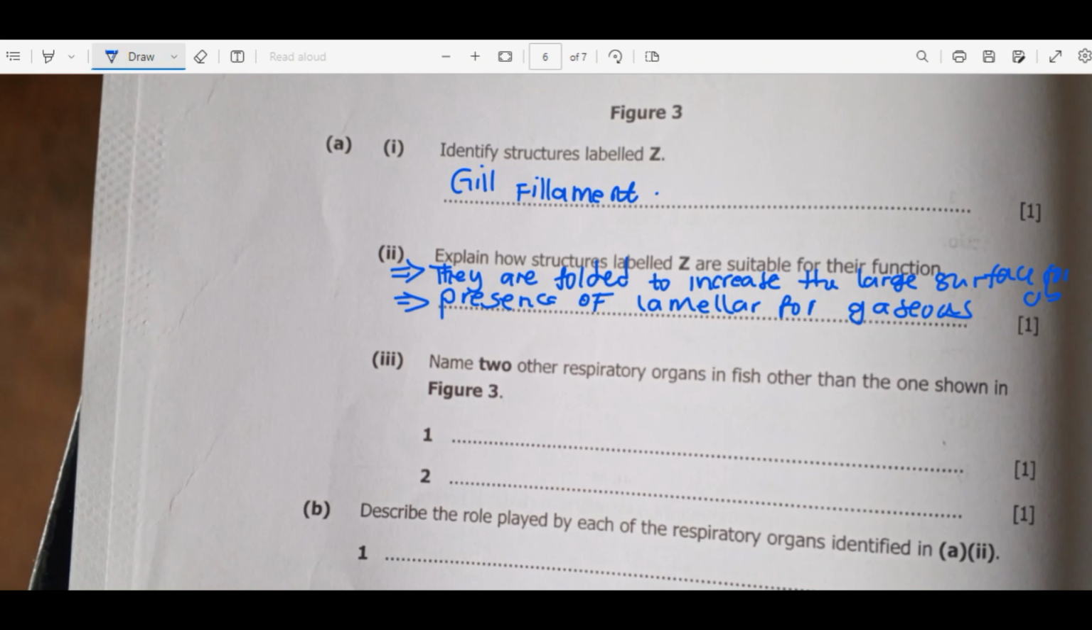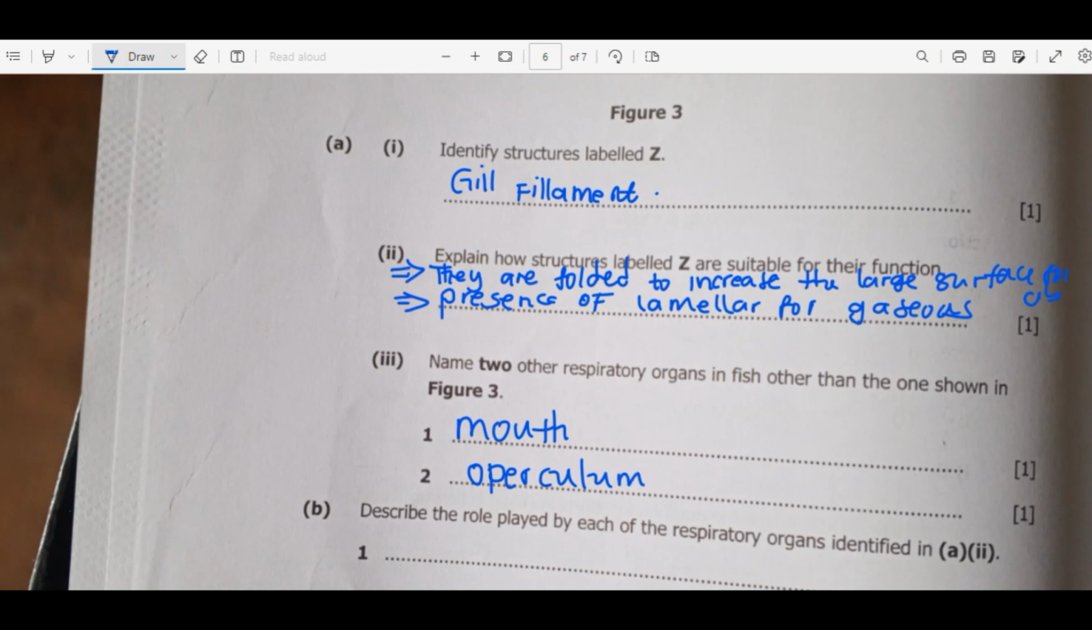Please never confuse this. Now, if these are not other organs, which other organs are found in the fish? The first one, we have the mouth. So this is our first point that we can look at here. Then the second one, we can also give operculum. Operculum is an organ.